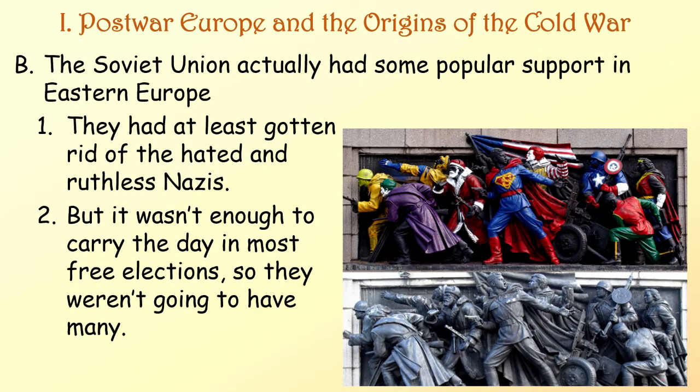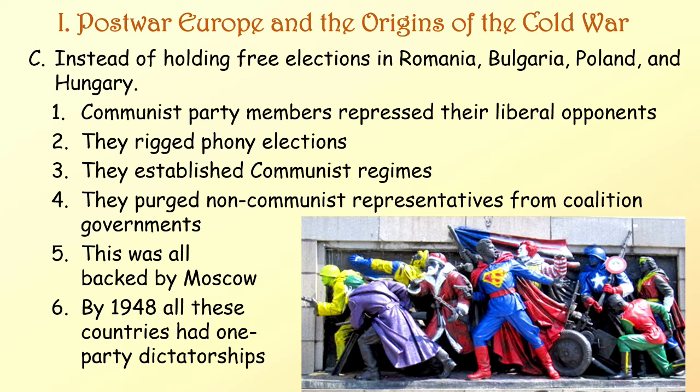The Soviet Union actually had some popular support in Eastern Europe. After all, they had at least gotten rid of the hated and ruthless Nazis. But it wasn't enough to carry the day in most free elections, so they weren't going to have many of those. Instead of holding free elections in Romania, Bulgaria, Poland, and Hungary, Communist Party members repressed their liberal opponents. They rigged phony elections, they established communist regimes, they purged non-communist representatives from coalition governments, and this was all backed by Moscow. And by 1948, all these countries had one-party dictatorships.